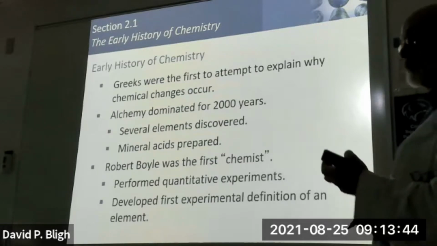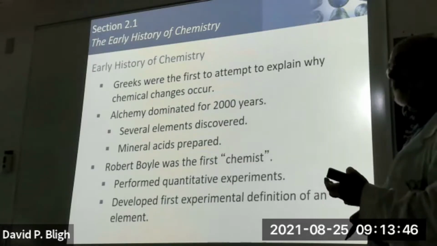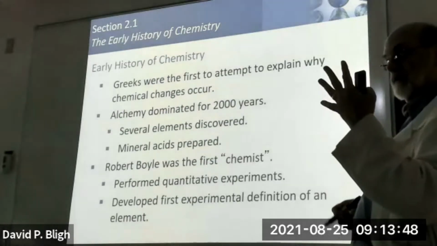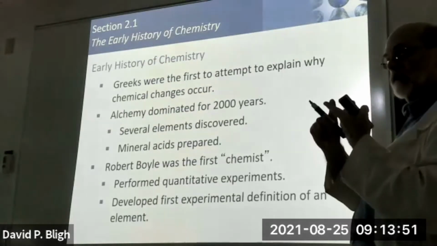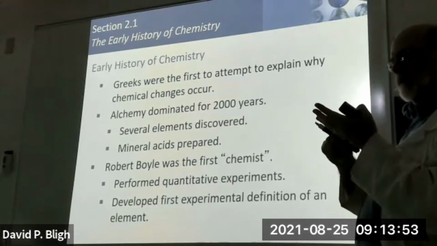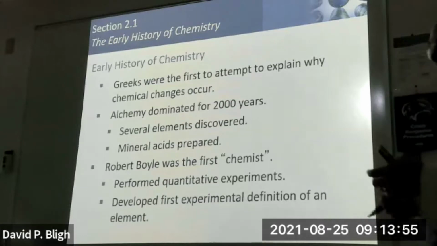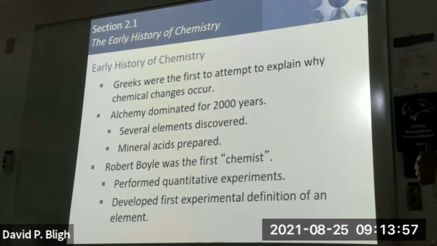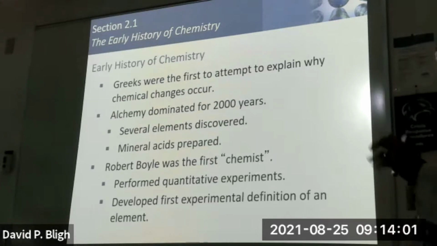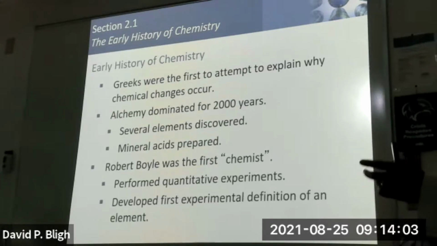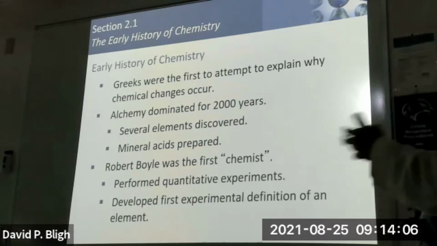explanation for how things change and what they're made of, had to do with the 4 basic elements, right? Earth, wind, fire, and water. Thank you. Earth, wind, fire, and water. But there were a few holdouts that said, nah, that doesn't make any sense. You can't explain what you see with just those 4 elements.